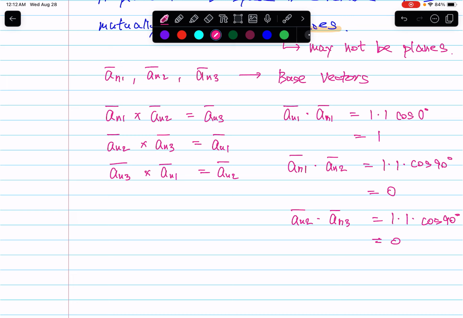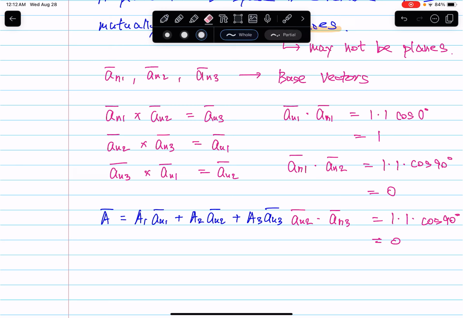So using these base vectors, now you can construct your own vector. For example, let's call it vector A, which is A1 AN1 plus A2 AN2 plus A3 AN3. Okay, we can call it like this.